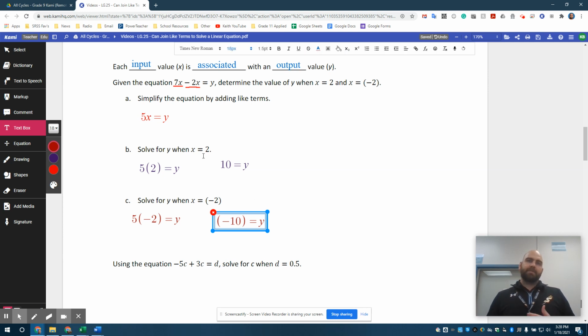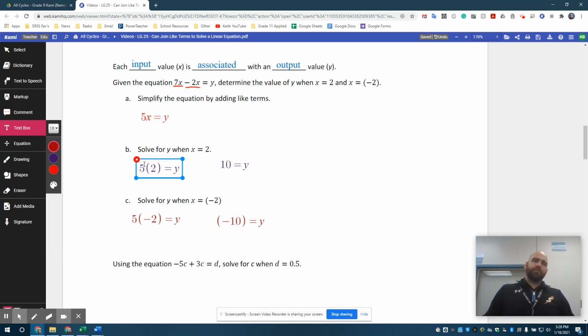Now, it just so happens that we did 2 and negative 2, and we get positive 10 and negative 10. It doesn't always happen that way, but if we're just multiplying by a variable, it usually will.